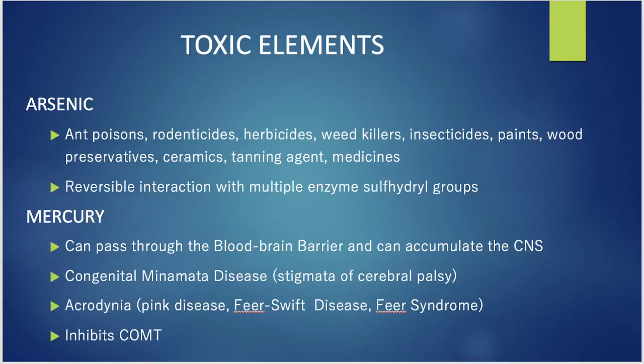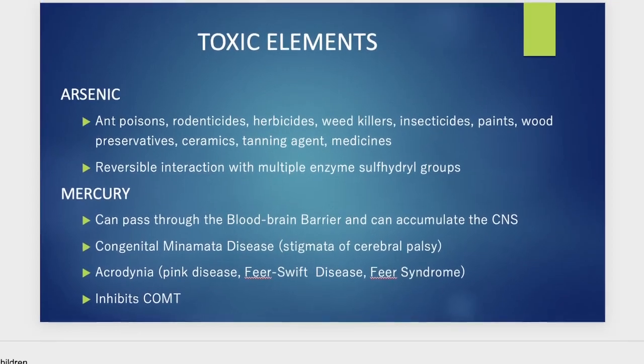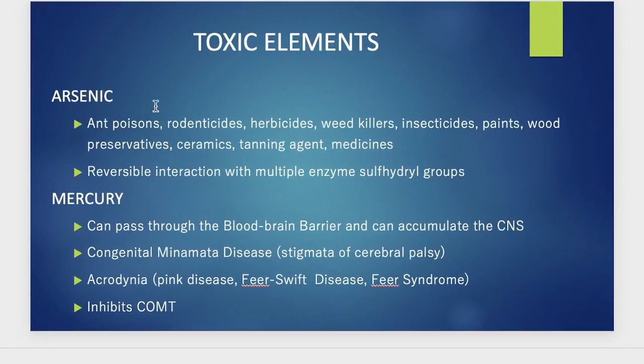Now we also have your different toxic elements in the body. We have your arsenic and your mercury. For your arsenic, this is present in your ant poisons, rodenticides, herbicides, weed killers, insecticides. Most importantly, when you take note of arsenic, think about the reversible interaction with multiple enzyme sulfhydryl groups. That's the most important thing for you to remember.